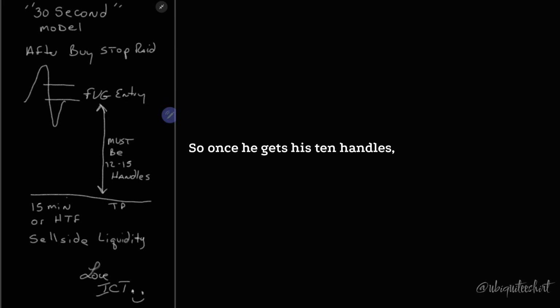So once he gets his 10 handles, he's done. But what is he doing after he gets out? He's watching it still go towards that level. So what is it teaching him? What's it teaching him? Discipline, cookie reward.